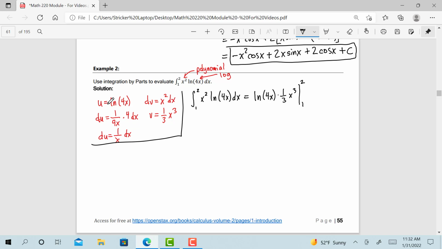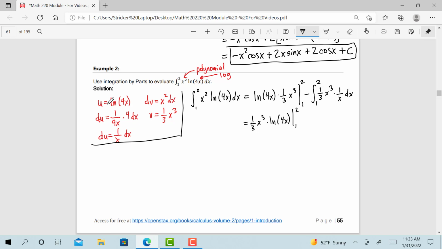Then we have the second part of our integration by parts. It's the minus the integral from 1 to 2 of v, which is 1/3 x cubed, times du, which is 1 over x dx. And then let's clean this up a bit. So we can move the 1/3 out to the front. x cubed times the natural log of 4x, evaluated from 1 to 2.